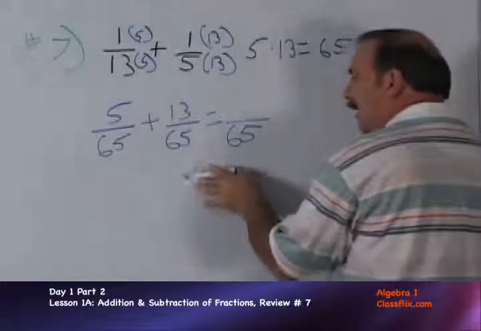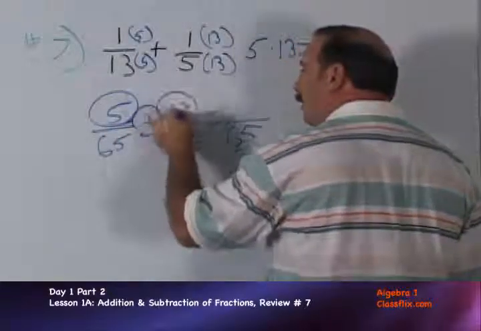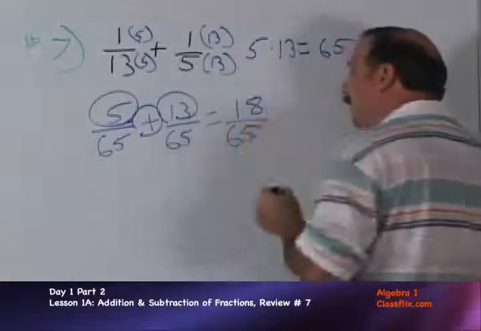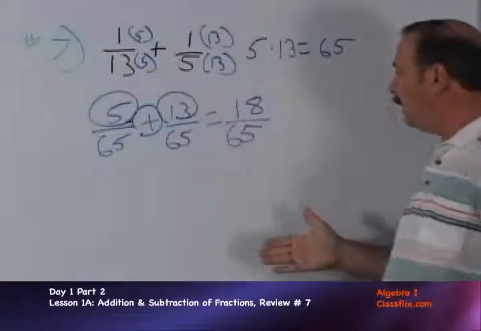Now that I've got common denominators, I simply add the numerators. 5 plus 13 equals 18 over 65. Final answer, 18 over 65.